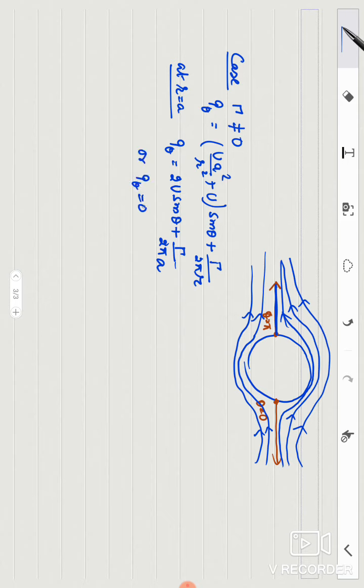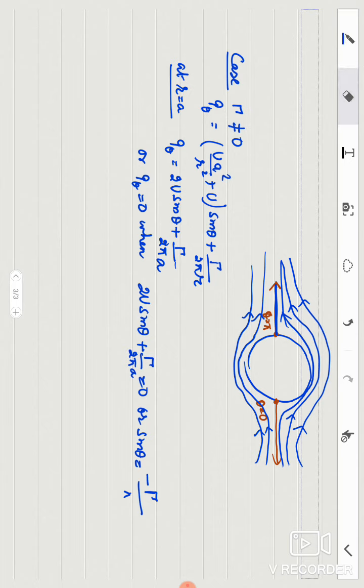Q theta is 0 when twice u sin theta plus gamma upon 2 pi a is 0, or when sin theta is minus gamma upon 4 pi a u. This is a very important expression. You call this equation 3 and this equation 4.